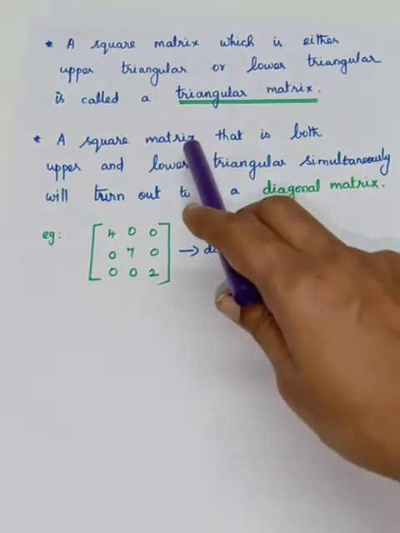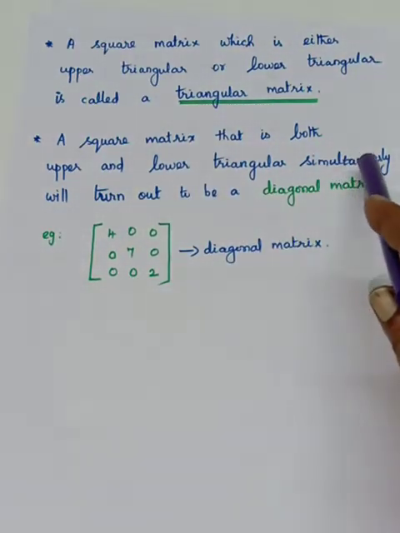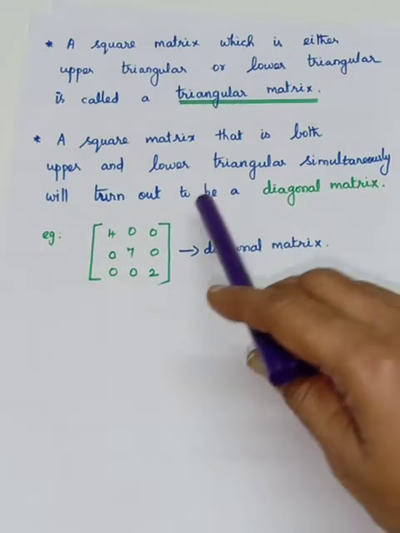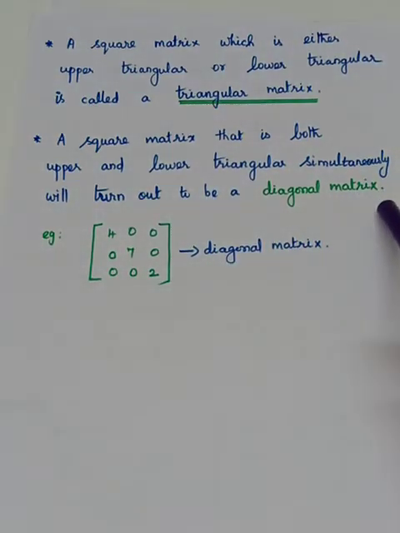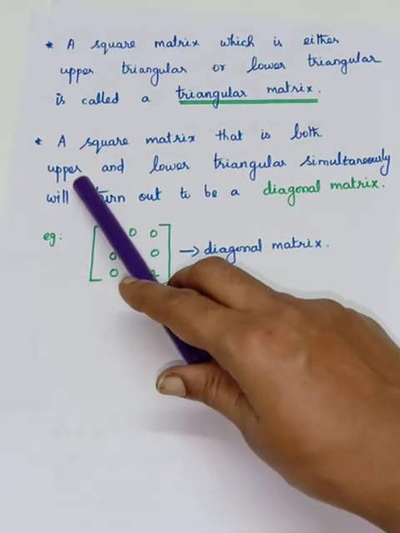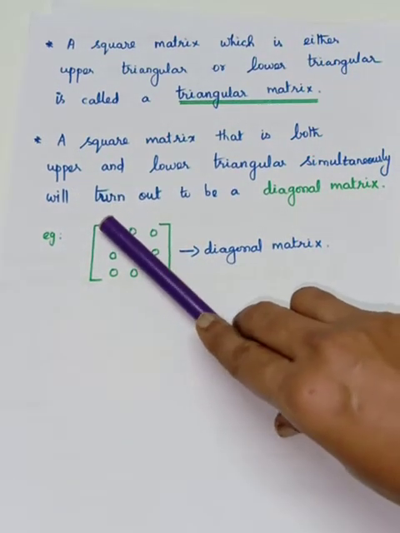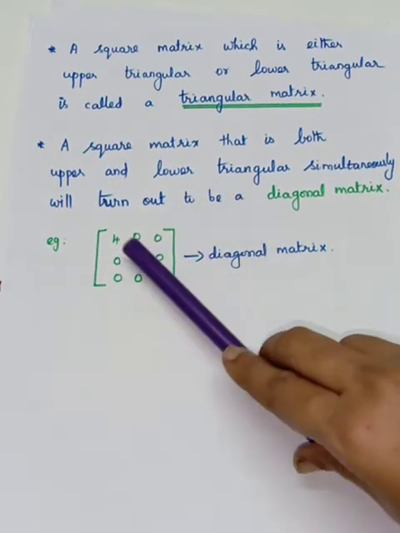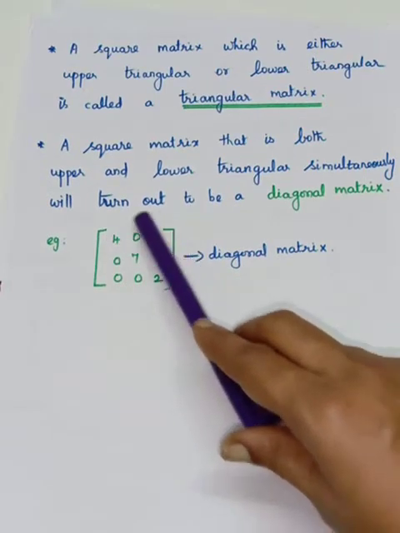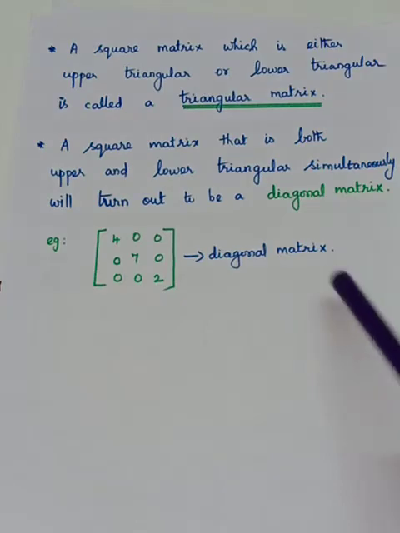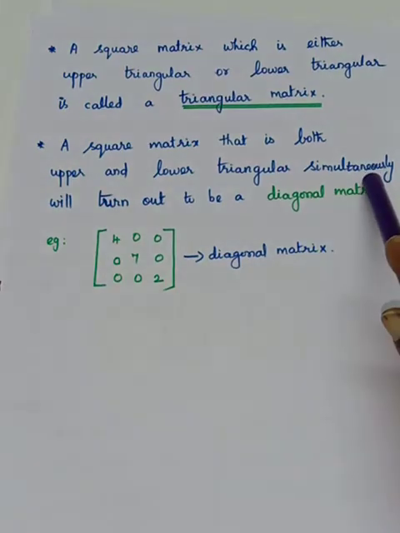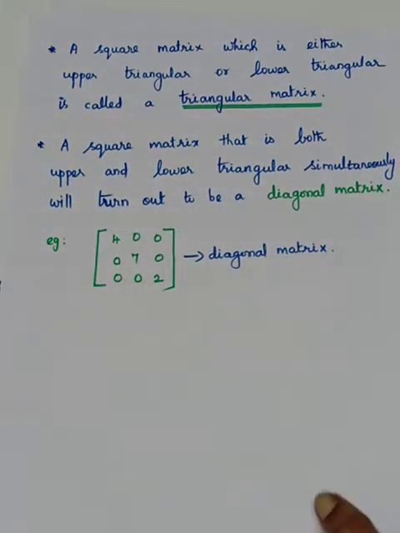You see that a square matrix that is both upper and lower triangular simultaneously will turn out to be a diagonal matrix. What will happen? Upper triangular matrix means below the main diagonal all the entries should be 0, and lower triangular matrix means above the main diagonal all the entries are 0. So what is it called? It is called a diagonal matrix. So a square matrix that is both upper and lower triangular simultaneously will turn out to be a diagonal matrix.